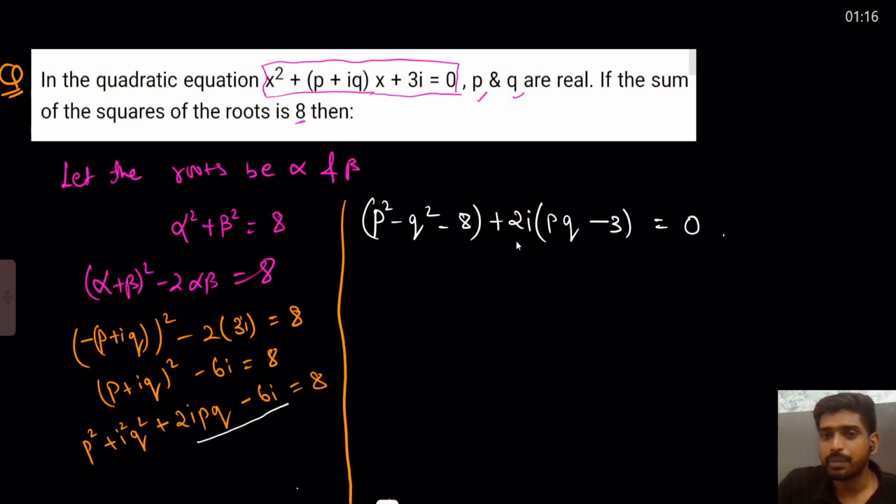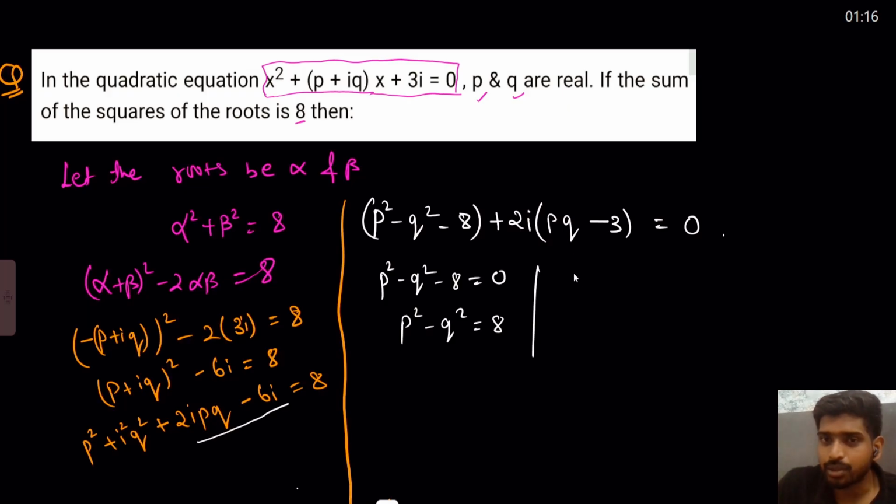Got it. So from here, if any complex number is equal to 0, it means the real part is 0 and the imaginary part is also 0. What is the real part? Real part is p square minus q square minus 8 is equal to 0. So from here we got p square minus q square is equal to 8. And next, the imaginary part is 0, means 2 into pq minus 3 is equal to 0. From here we got pq is equal to 3.